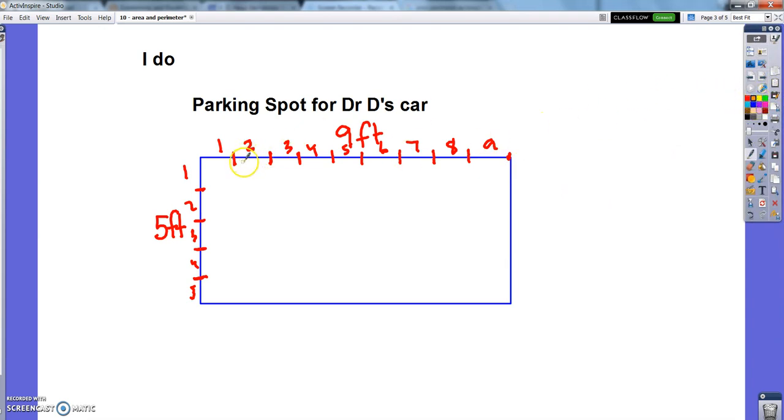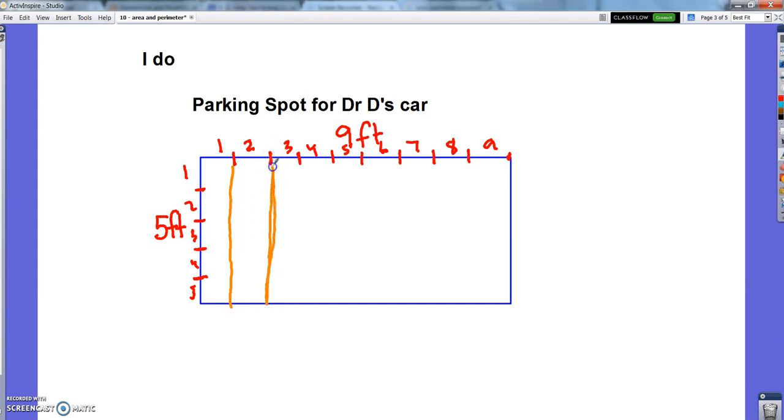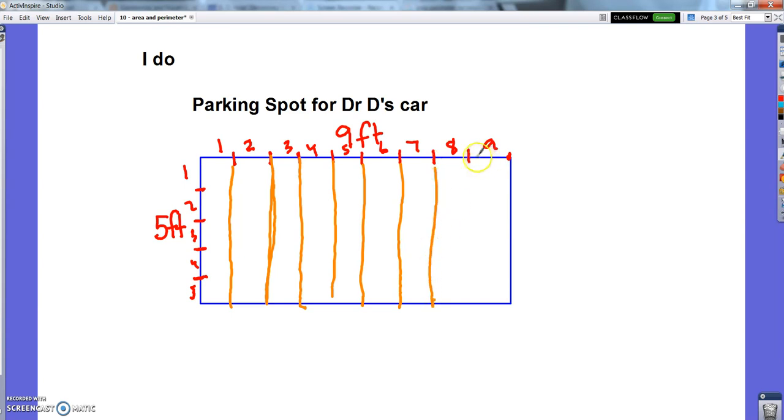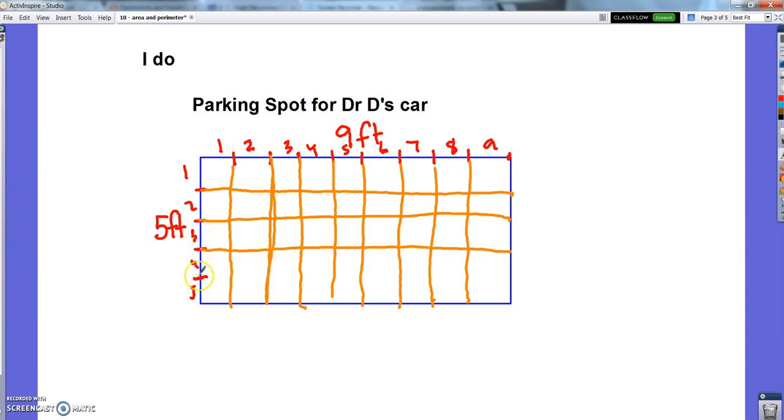Let me change colors here. So these are going to go all the way down here. And these are going to go all the way across here. And these are what I call tiles. I've made what I call tiles here. So this is why it's called the tiling strategy.